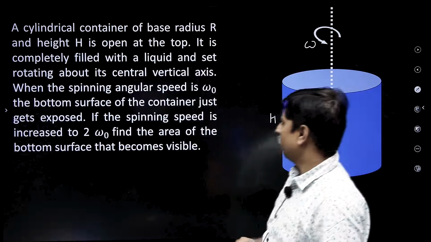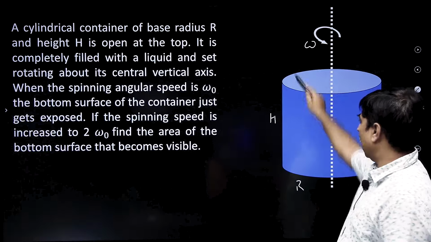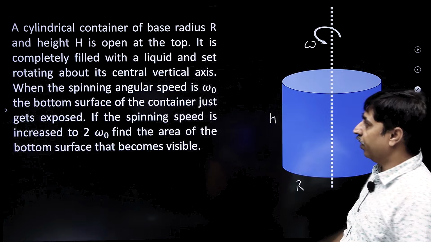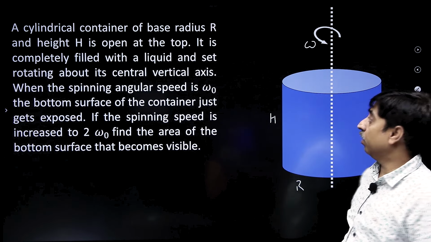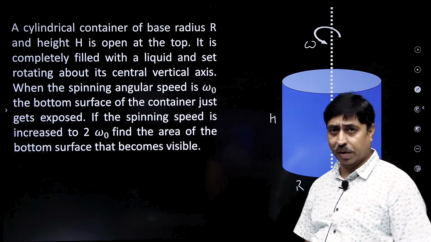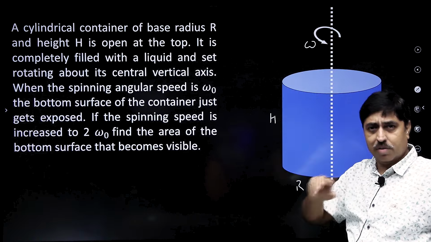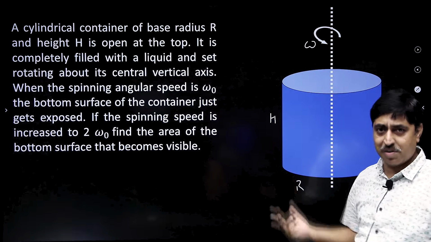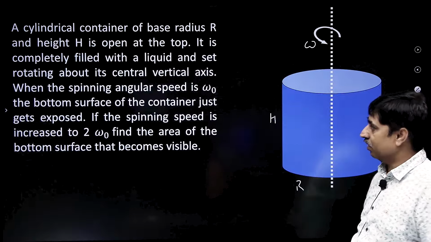This is the question. A cylindrical container of base radius r and height h is open at the top. It is completely filled with a liquid and set rotating about its central vertical axis. It is filled to the brim by some opaque liquid which is not transparent, and it is spun like this about the central vertical axis.